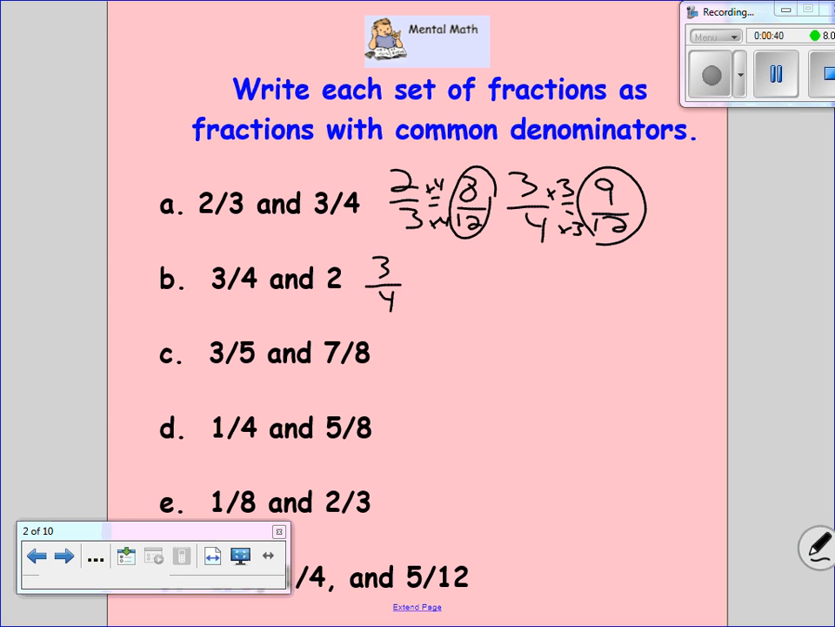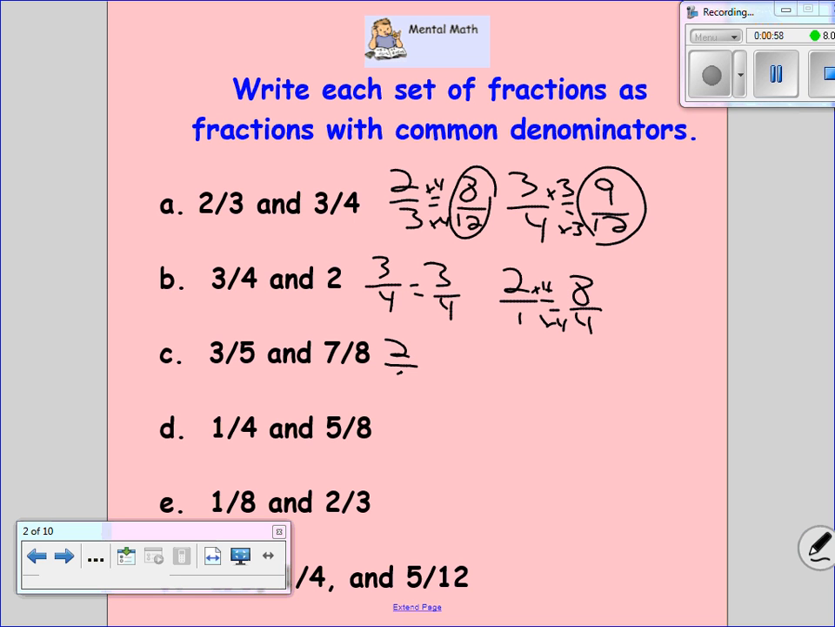3/4. We have 2/1. Common denominator, we have a 4. 3/4 times 4 times 4 gives me 8.